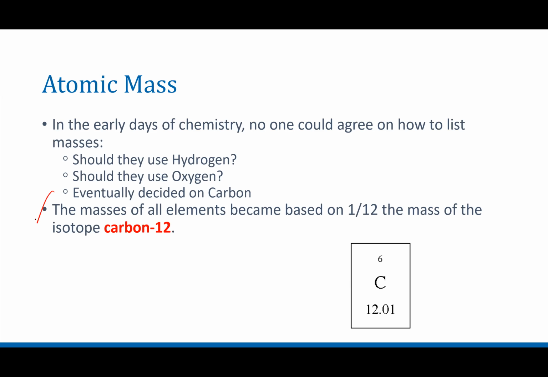Now, you don't need to know this, okay? You don't need to memorize this, but the atomic masses of all the elements are based on 1/12 the mass of carbon 12. And you can see the number on the bottom here is our atomic mass. Your periodic table has the atomic masses listed, and on your periodic table, we actually have an extra couple of significant figures there, but we'll talk about that in a few minutes.